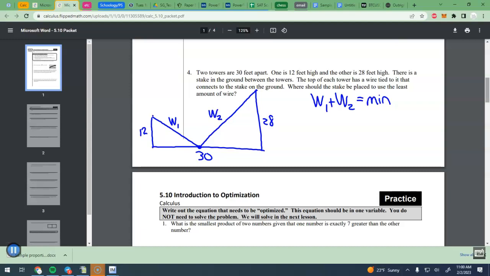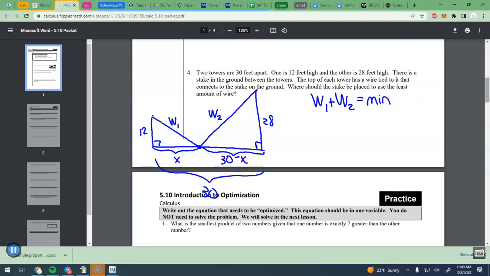Well, these are right triangles. And I don't know exactly where I'm going to put that, so I can't put a number there. But let's just say, because I know this whole thing is 30, let's say I called this part of it x. What would that make this part? It would be 30 minus x, right? Like if this is 10, this has got to be 20. How did I get that? I did 30 minus 10. So this piece is 30 minus x.